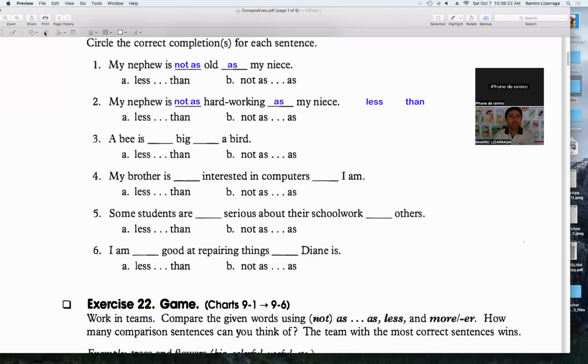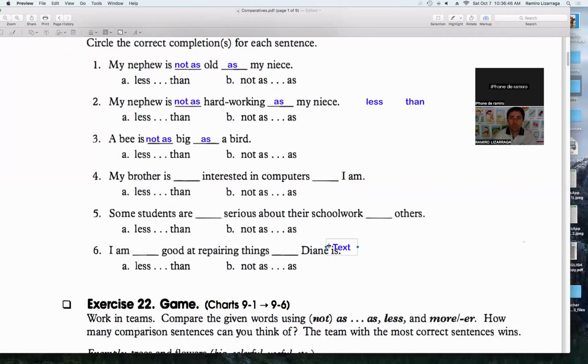What's going on with the B? Not as, very good. Not as. Okay. Read the sentence, please. A bee is not as big as a bird. Eso, a bird, very good.